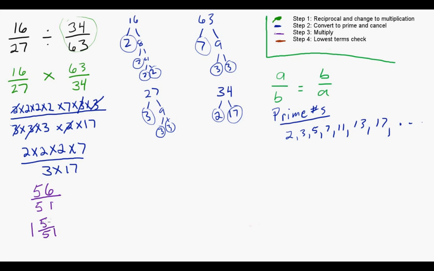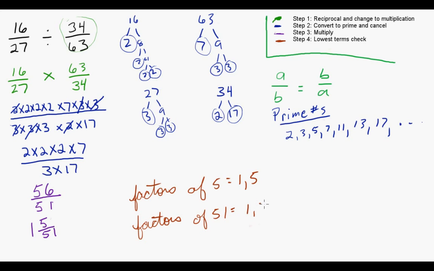So now we come down to step 4, and that's just to check and see if we're in lowest terms. We're going to see if we can make the 5 and the 51 any smaller. Factors of 5 are 1 and 5, and the factors of 51 are 1, 3, 17, and 51 itself. So we can see 1 is our only common factor in these lists, so we can't make this fraction any smaller. That means 1 whole and 5 over 51 is in lowest terms, so that's going to be our final answer.